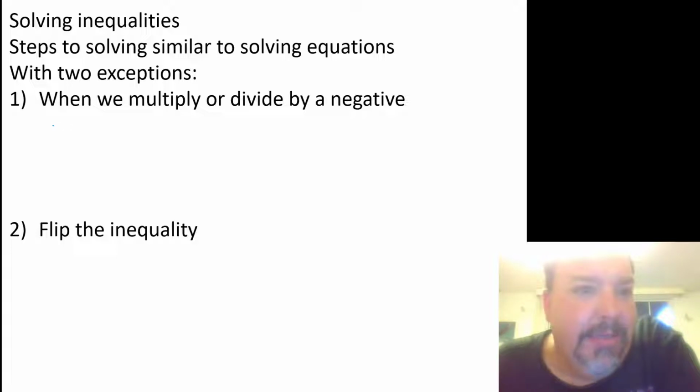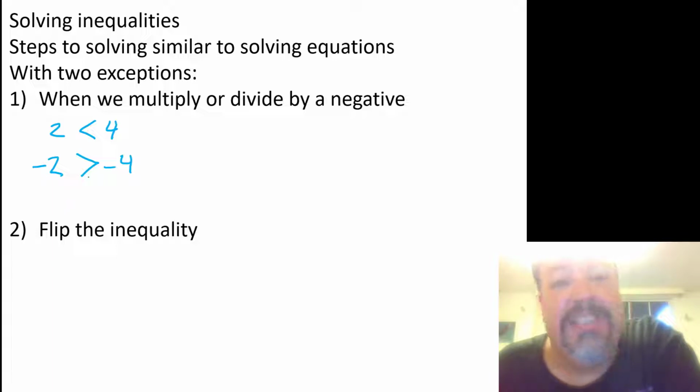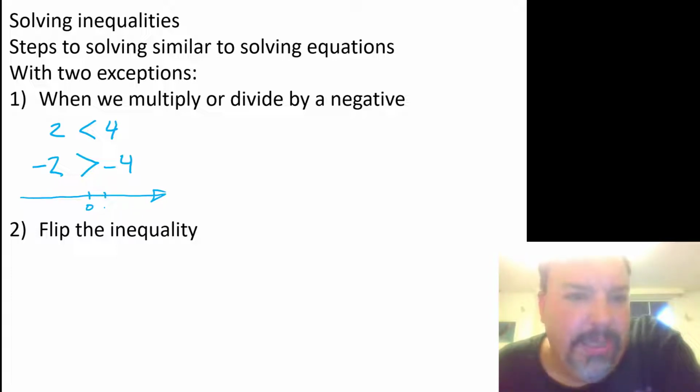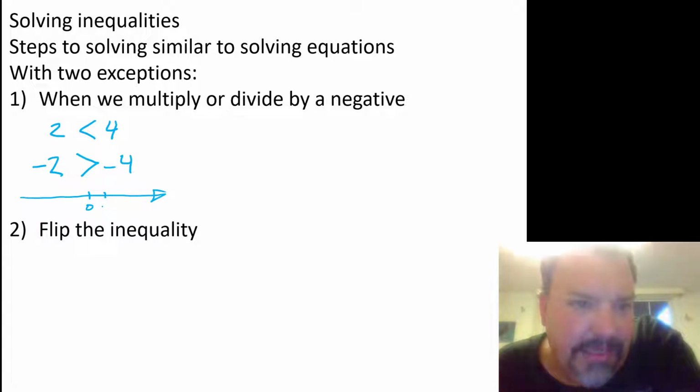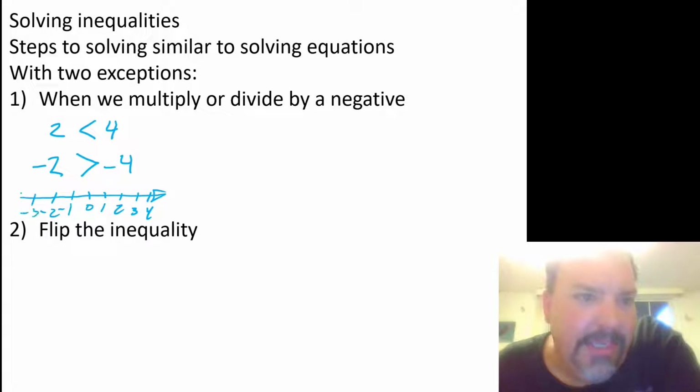Say we've got 2 is less than 4. That's a true statement. But what happens if I multiply both sides by -1? This becomes -2, and this becomes -4. But now the inequality sign flips, and -2 is bigger than -4. The reason for this is that when we multiply by a negative, it's like we're going to the underworld, the other side. Here's 1, 2, 3, 4. When we go to the other side, everything gets flipped. So we get -1, -2, -3, and -4.